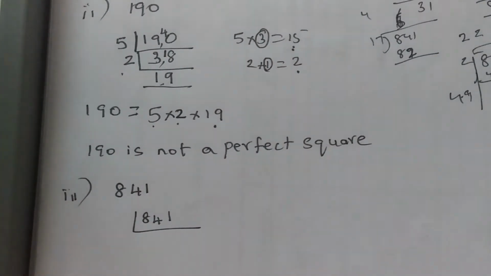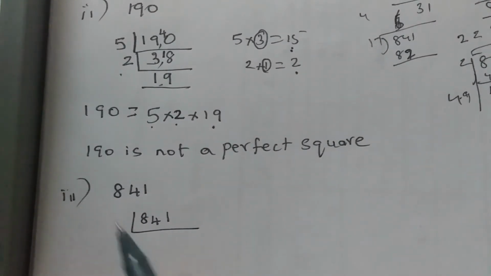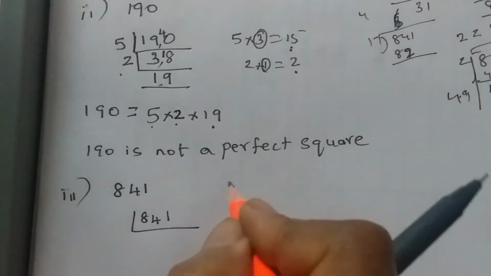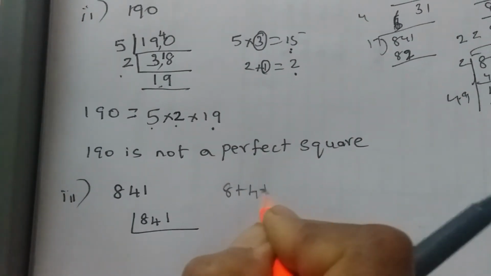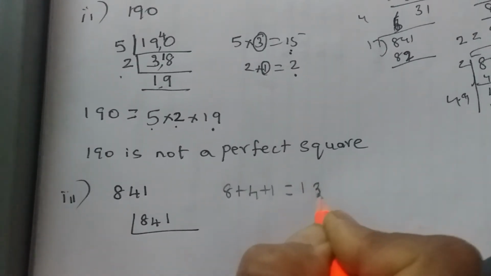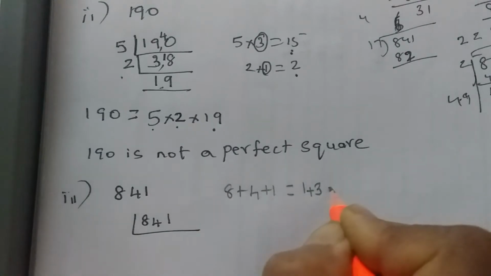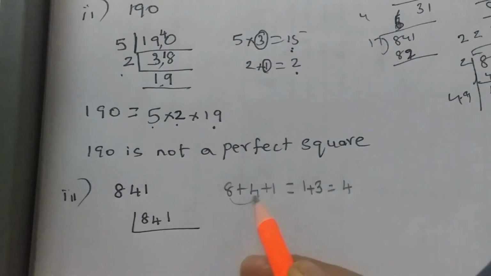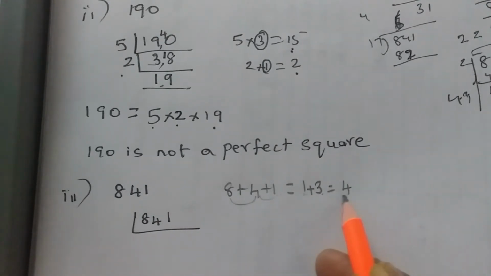So what is the divisibility rule for 3? First, we'll check by the 3 table. You have to add the digits, that is 8 plus 4 plus 1. What is 8 plus 4? 12. 12 plus 1 is 13. Add them once again. Till you get a 1-digit number, go on adding the digits. The 3 digits have become 2 digits after adding, then those 2 digits you add, and it will become 1 digit.